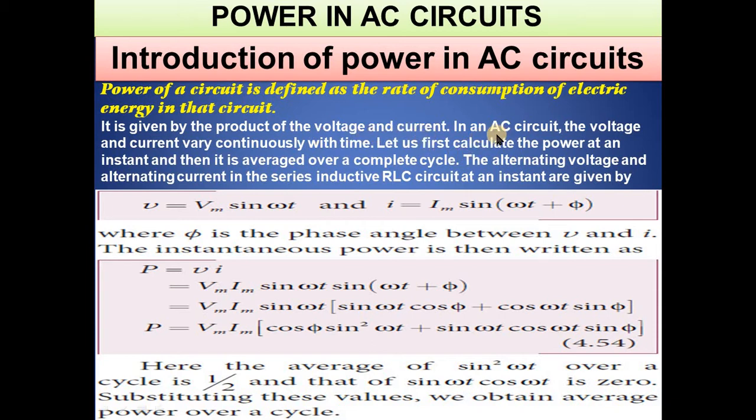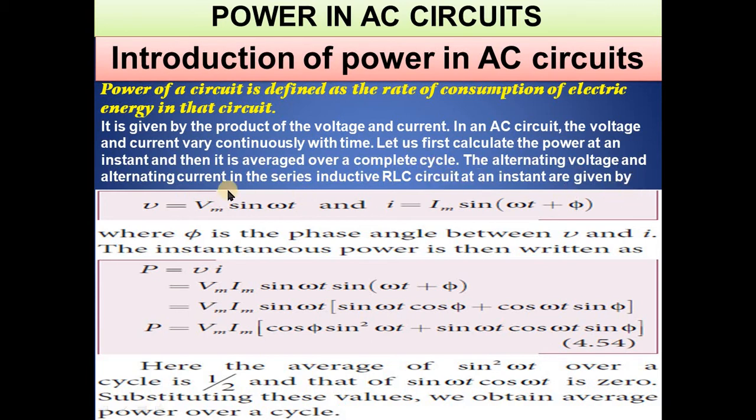In an AC circuit, the voltage and current vary continuously with time. Let us first calculate the power at an instant, and then the power averaged over a complete cycle.